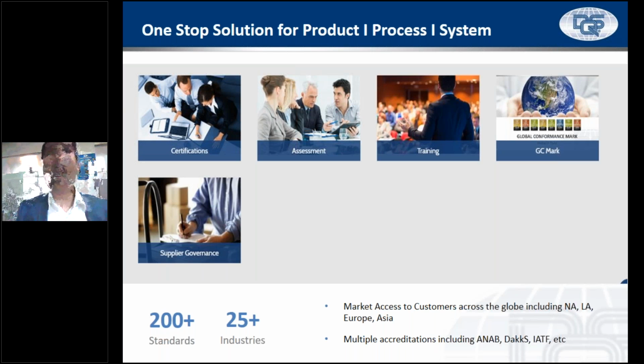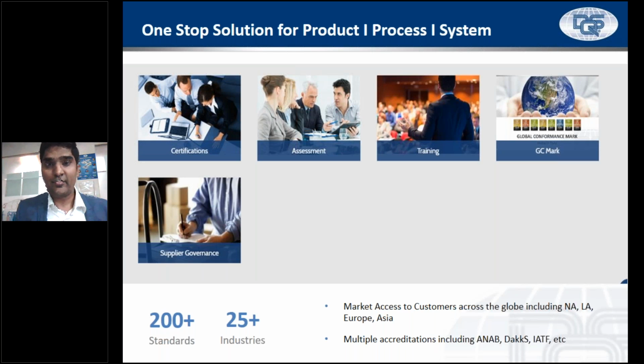We do a lot of assessments. It can be a gap assessment against any of the standards that you may require, or it can be an energy audit or water audit to bring down your costs on the P&L. We also do safety assessments and other assessments.